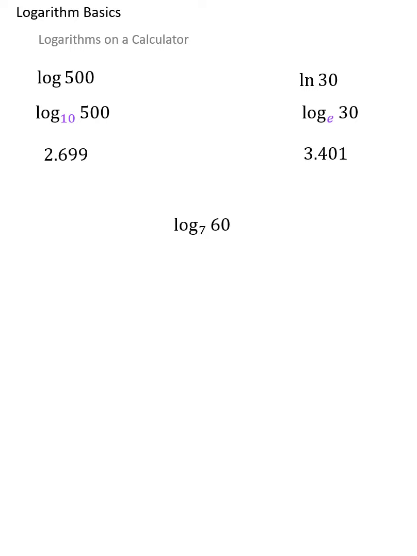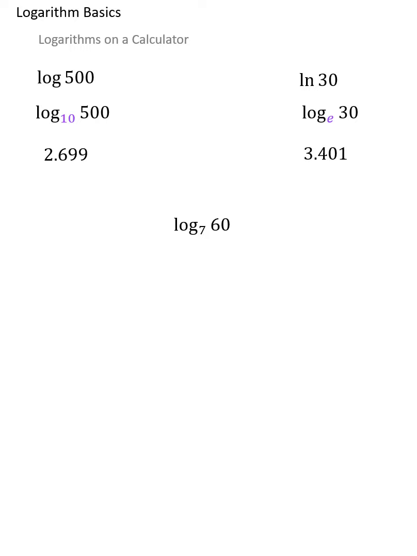Well, let's think about what it means. It means that power of 7 which equals 60. 7 to the second power, that's 49. That's too low. 7 to the third power is way too high. So again, it's logical to assume that this would be higher than 2, but much lower than 3. But back to the calculator.